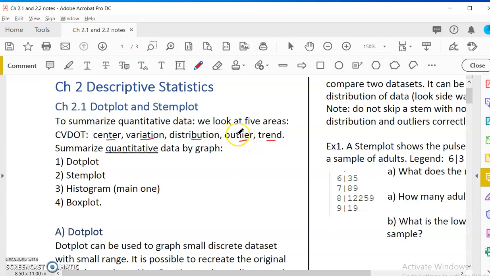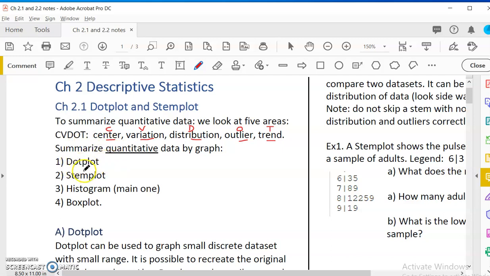Outliers, is there exceptionally high or exceptionally low data? Trend is if the data are collected over time, is there an upward trend, downward trend, or cyclic periodic trend? So whatever we summarize, we would see if the tools that we use will give us these five areas. Primarily we can memorize it by remembering CVDOT. CVDOT. It's a little like COVID.